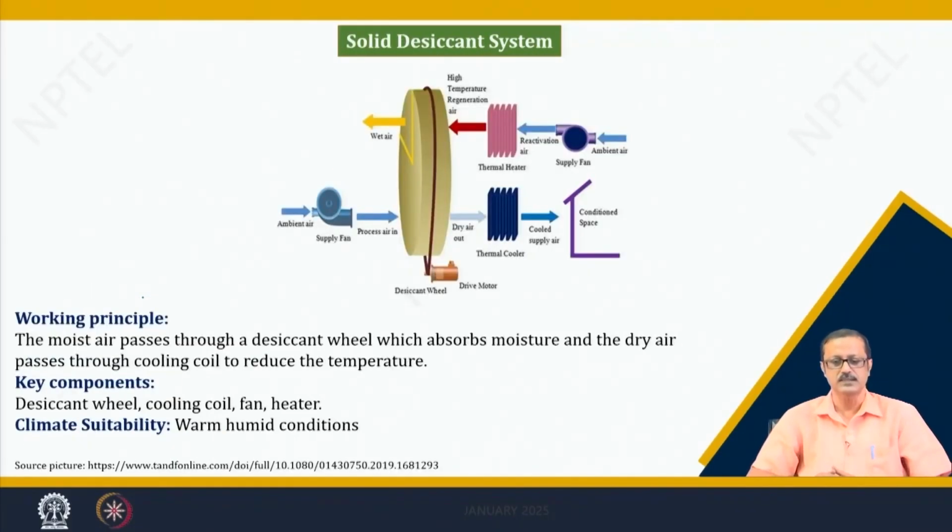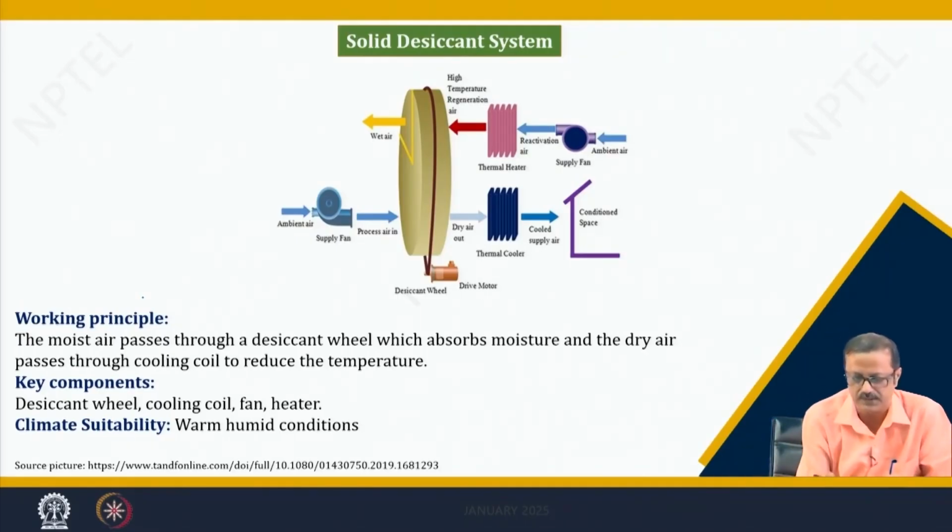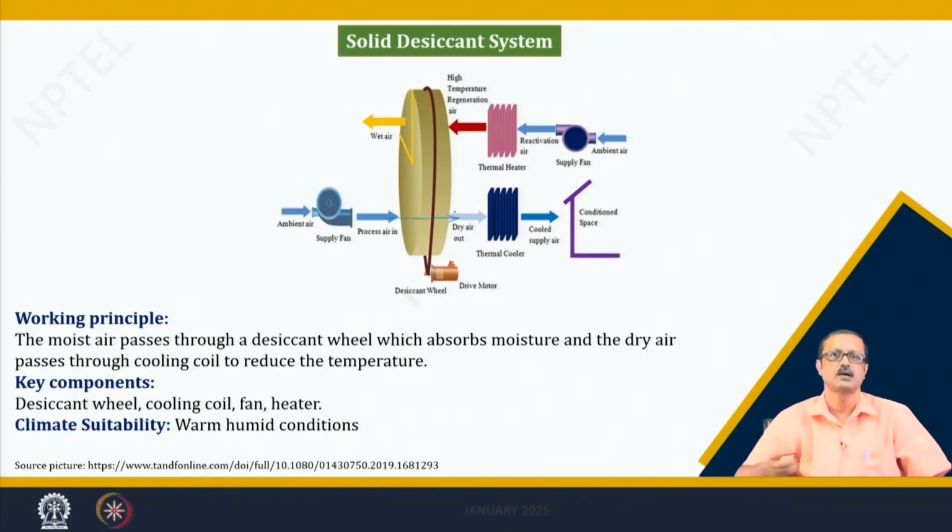Now, next we will discuss the desiccant. There are two types, solid and liquid. In the solid desiccant systems, what happens? The air passes through this desiccant wheel. If you see this lower part of the arrow, it passes through this desiccant wheel, and this will actually take moisture out.